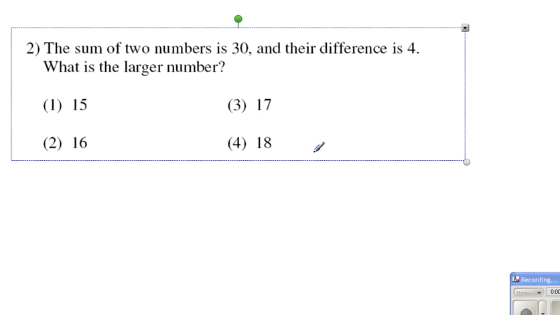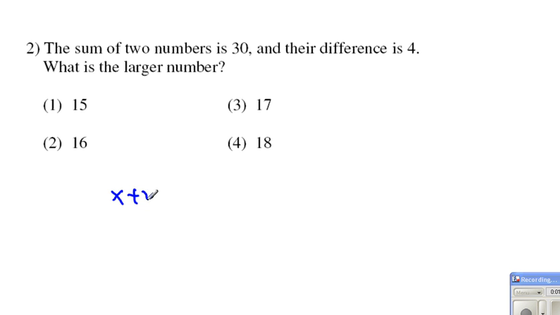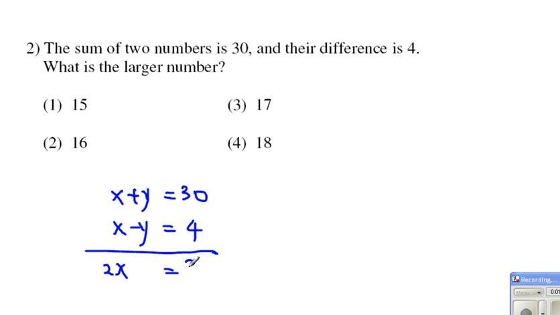Number 2. Since the sum of the two numbers is 30, x plus y equals 30, but their difference is 4, so x minus y equals 4. Just like before, if we simply add them up, we get 2x equals 34. Then x equals 17 by dividing by 2 on each side. Since one number is 17, the other number would be 13 to add up to 30. Therefore, 17 is the bigger number.